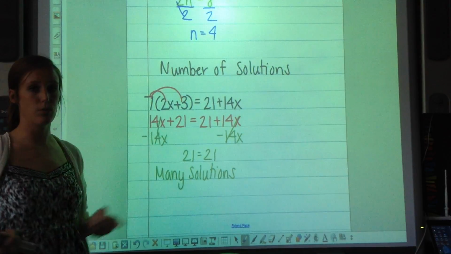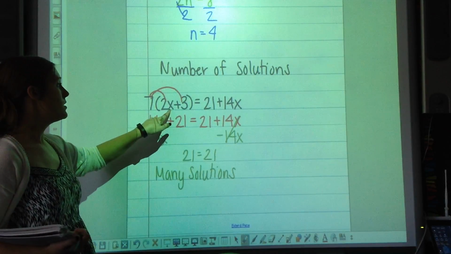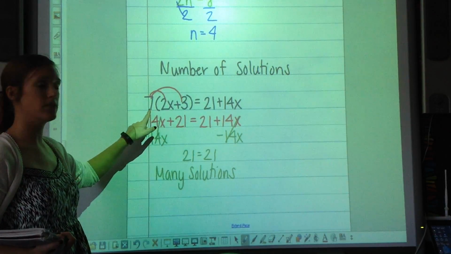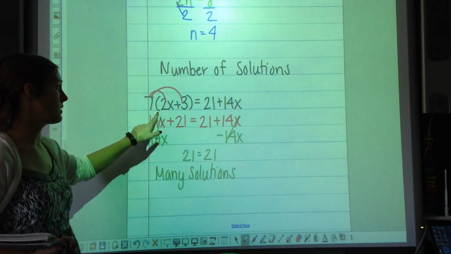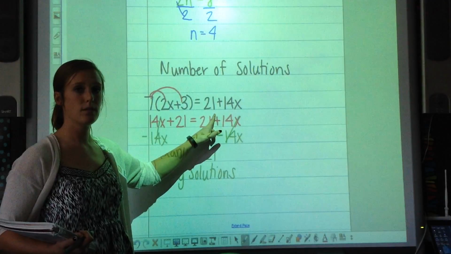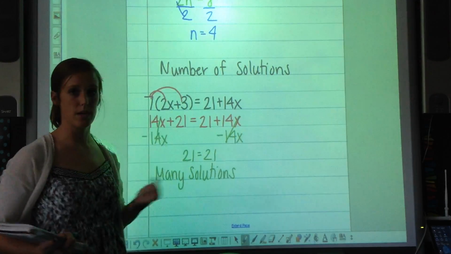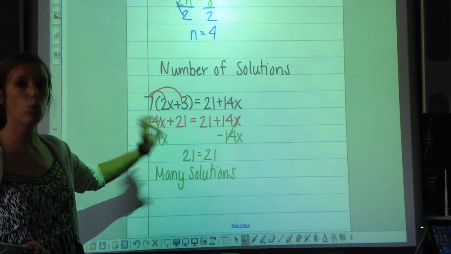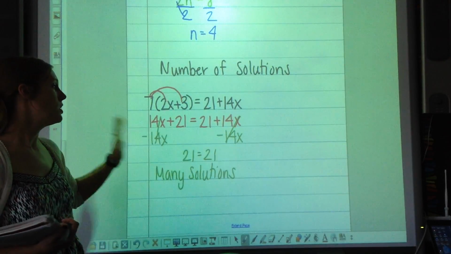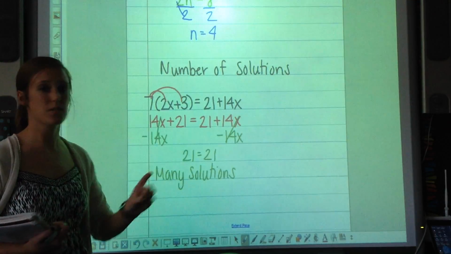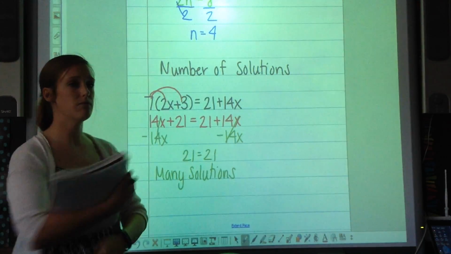So let's just try it with 0. Let's try something easy. 2 times 0 is 0. 0 plus 3 is 3. 3 times 7 is 21. We get 21 over here. 14 times 0 is 0. 0 plus 21 is 21. Both sides are equal. I could put 100 in there. I could put a negative number in there. No matter what number you use for this equation, it's going to work. Okay, that's why you don't get x equals, because there's not one solution. There's infinitely many.